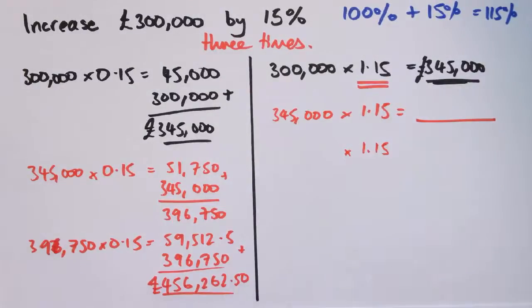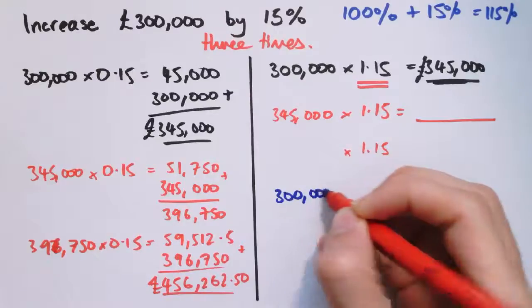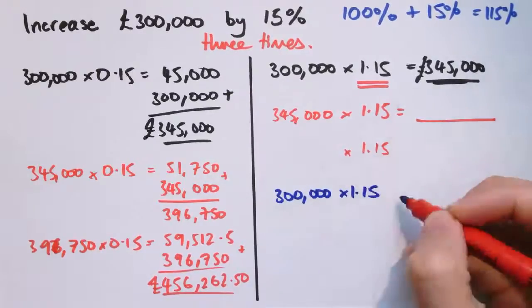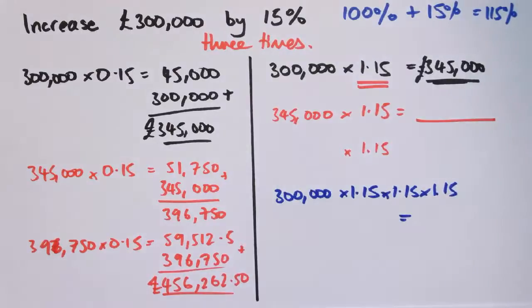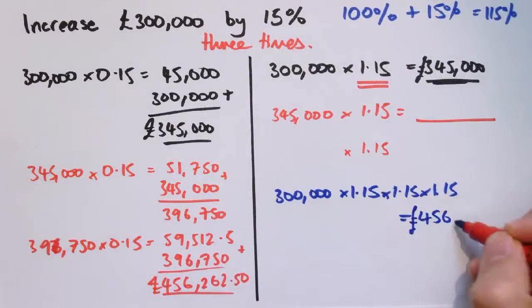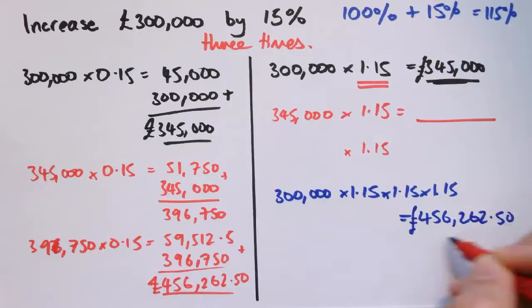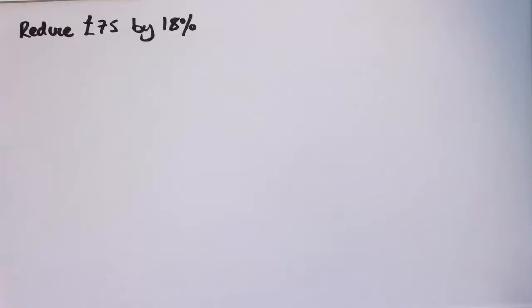So I don't need to know any of these intermediary steps along the way, really. I could just say, well, the overall answer is just 300,000 times 1.15 times 1.15 times 1.15, which of course gives me the same answer as before, £456,262.50, but it's done so in a much more efficient way. So that's the power of scale factors and using them in neat ways. So that's the method we're going to use from now on.